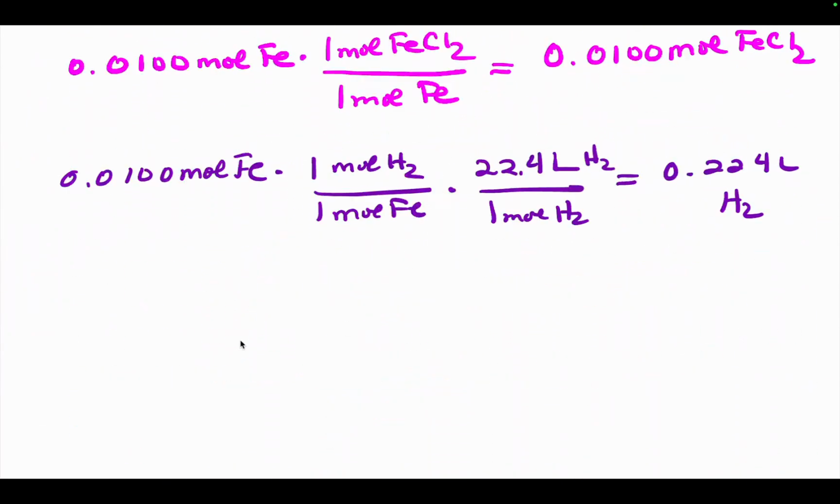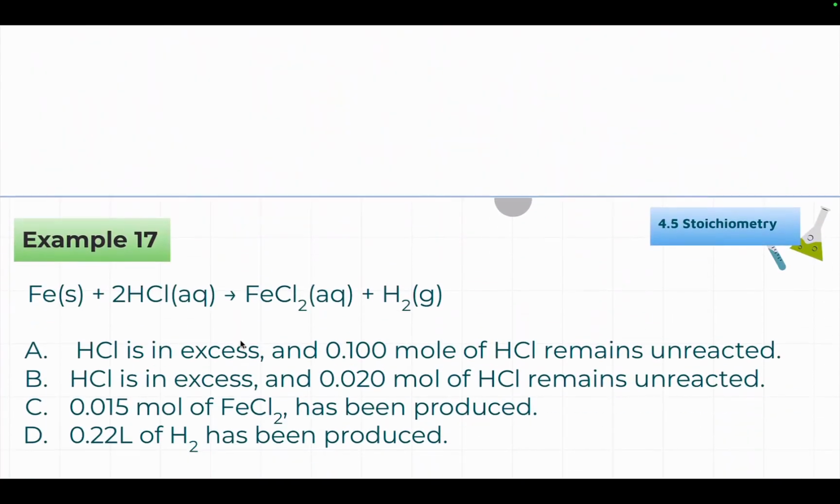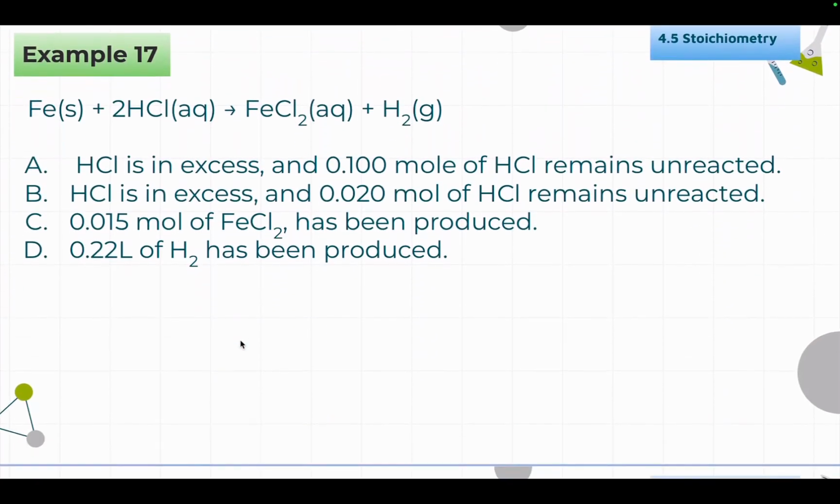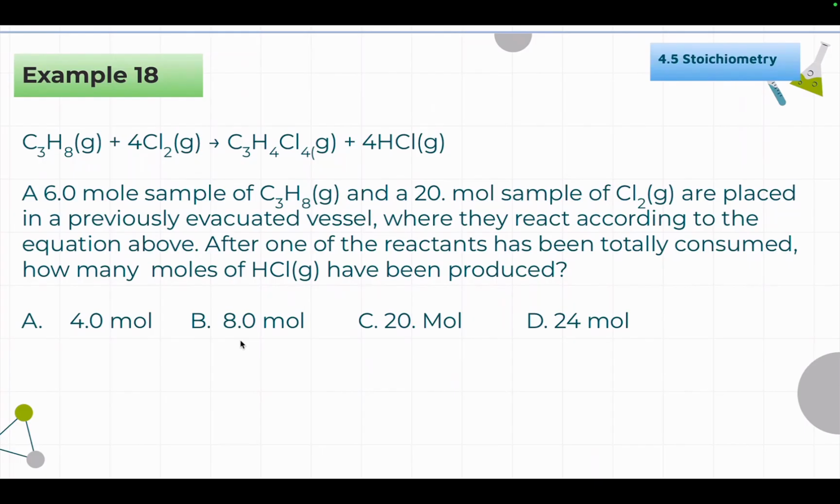All right, let's do another one. So that was the same one. Sorry. Here's another example. This is example 18. In the question, we have 6 moles of C3H8 and 20 moles of chlorine. And after one of the reactants has been totally consumed, how many moles of HCl?